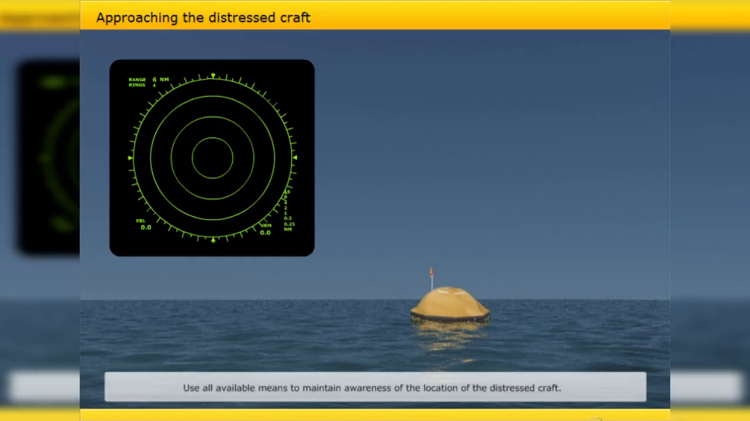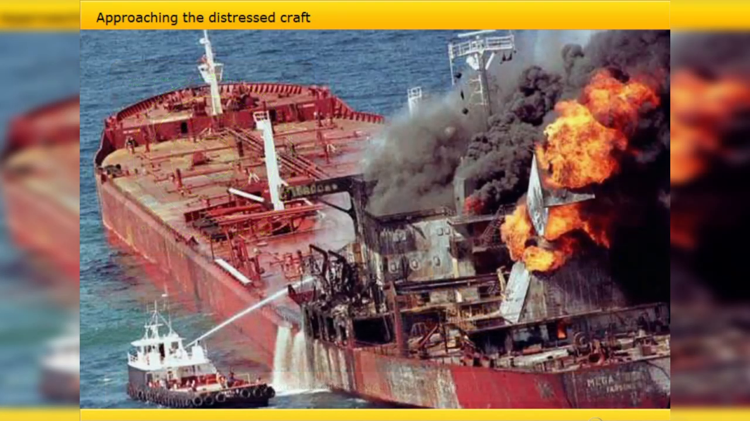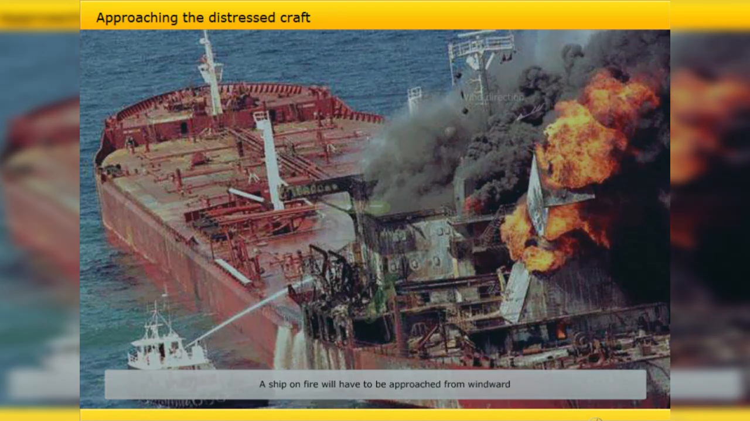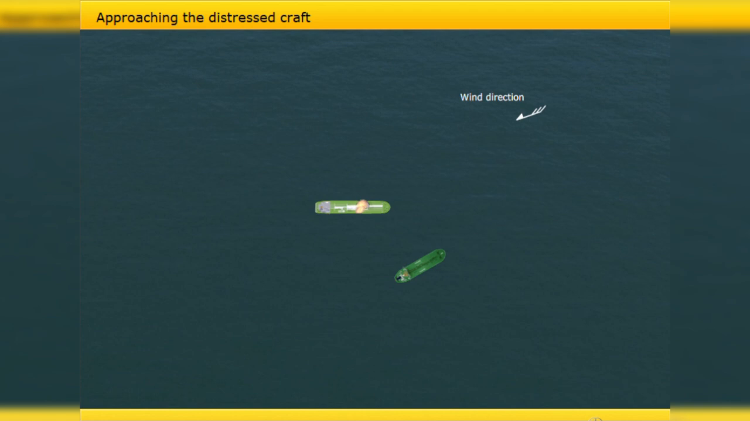When approaching the area of a distressed craft, make sure you use all available means to maintain awareness of the location of the distressed craft, and post extra lookouts to keep the distressed craft in sight. Ensure another risk assessment is done before approaching the distressed craft. The direction of approach will depend on the circumstances. A ship on fire will have to be approached from windward.